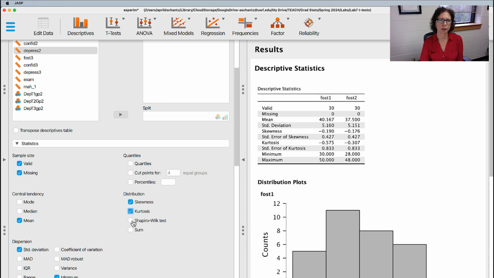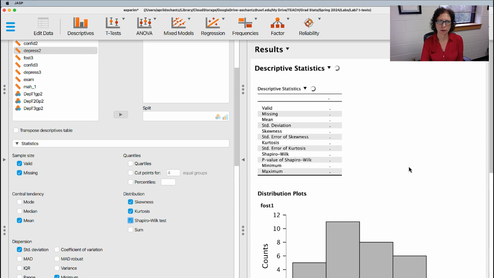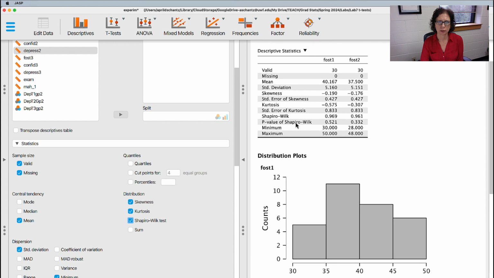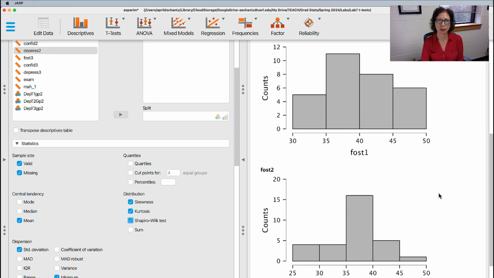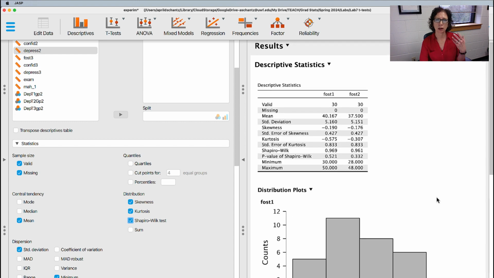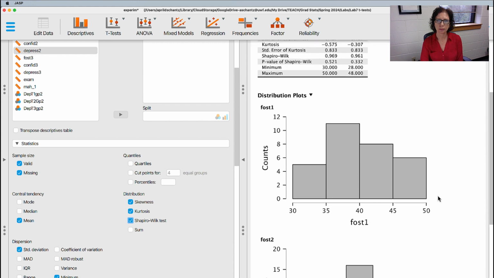How about our Shapiro-Wilks test? The p-value or significance value of Shapiro-Wilks are both over 0.05. So according to Shapiro-Wilks, this univariate normality check has been met. So let your reader know what your visual inspection is and what the Shapiro-Wilks results are.